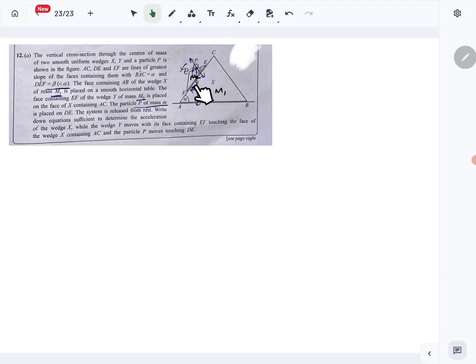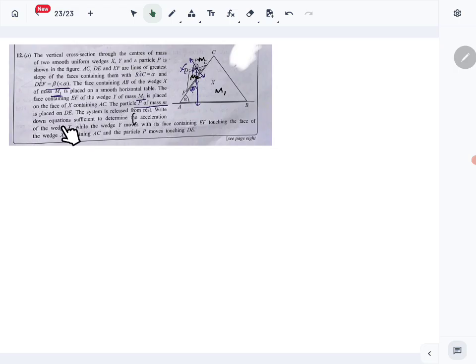All of these surfaces are smooth, because they are smooth uniform wedges. So there's no friction. The particle P of mass m is placed on DE. The system is released from rest.